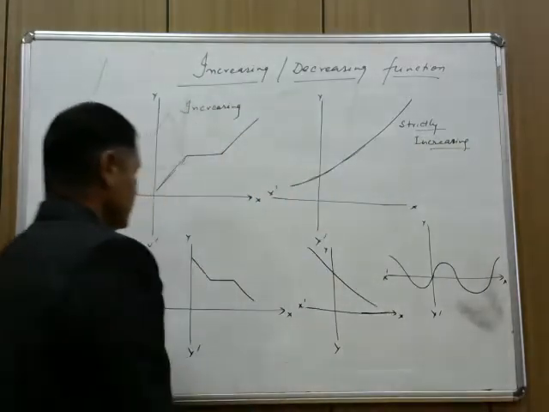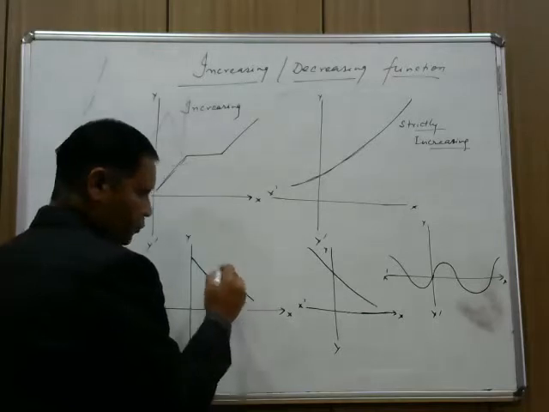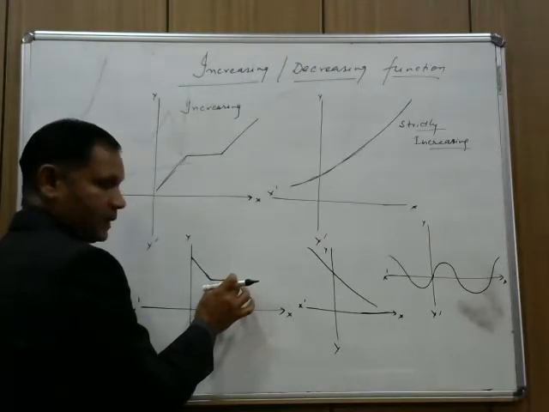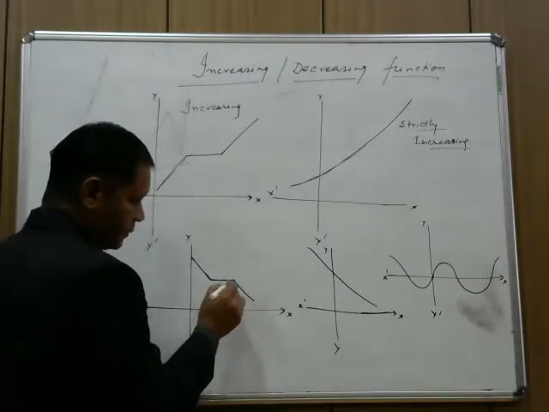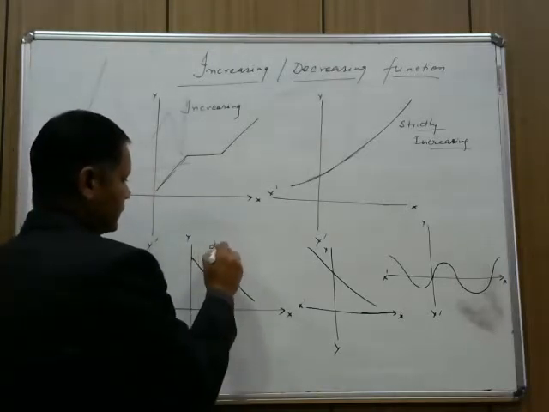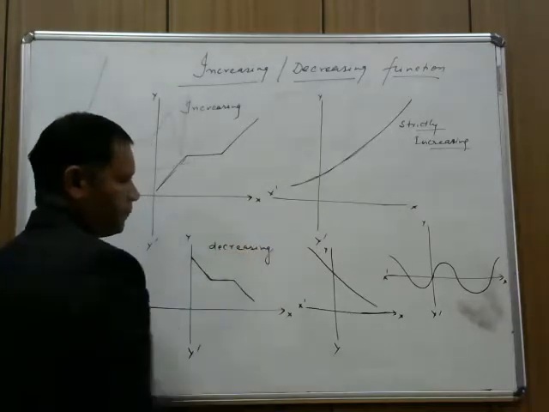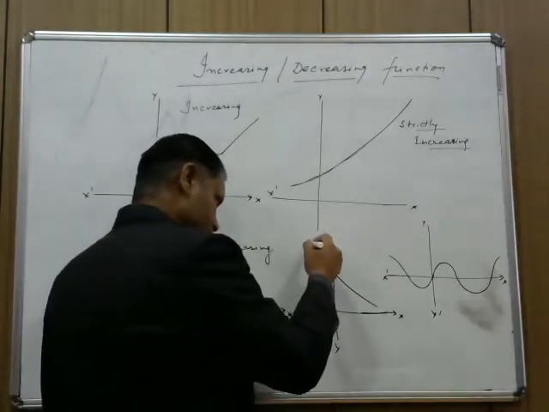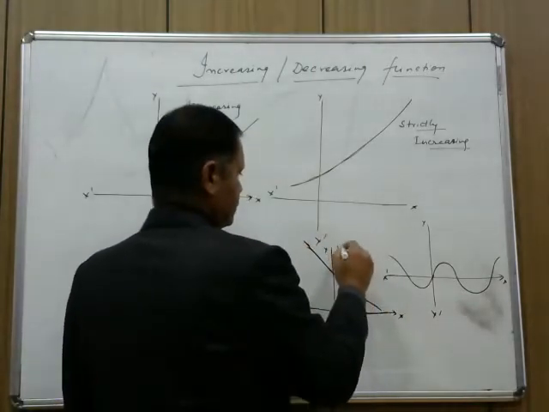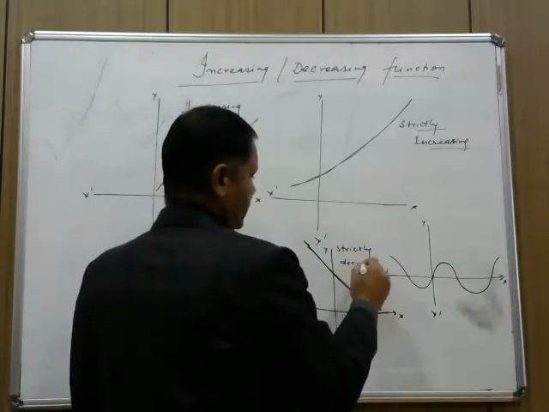Right? Here the graph is decreasing between these two points. Then the graph is neither increasing nor decreasing. From this point again it is decreasing. That's why it is called a decreasing function. From this graph we find that the graph is strictly decreasing.